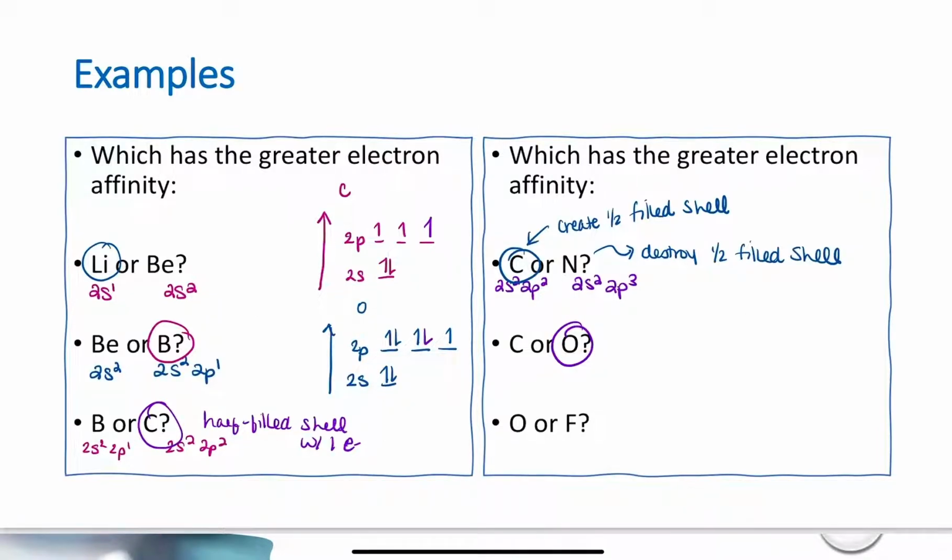Electronegativity we're going to talk about later in the semester, but electronegativity is the likelihood of being able to pull electron density to itself from a bond that's being shared with another atom. But oxygen wants that electron more than carbon does. Even though carbon would have a half-filled shell, oxygen has almost a full-filled shell now.